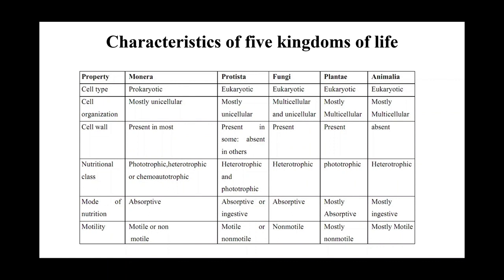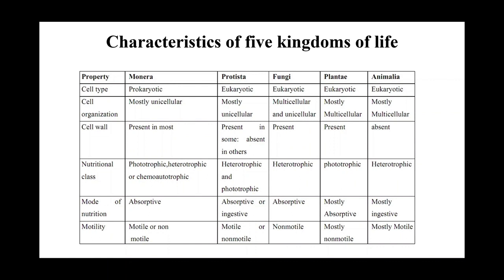Nutritional class is how they obtain food. You have to obtain your food and use that energy to survive. Either you make your own food or you use food that is available in nature for gaining energy. On that basis, we have phototrophic, heterotrophic, and chemoautotrophic. Phototrophic means using light and raw material to make your own source of energy. Autotrophic means you make your own source of energy, but using chemicals and raw materials.